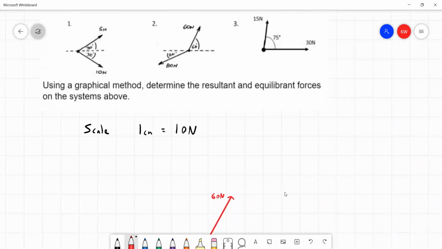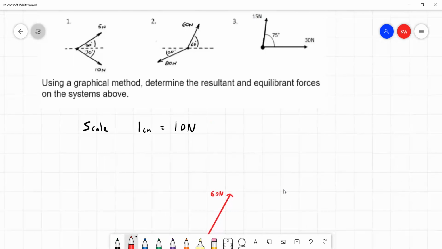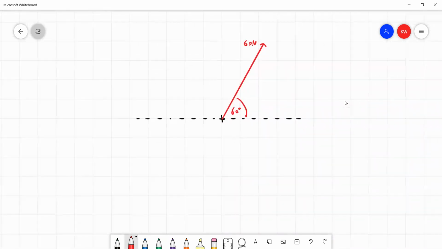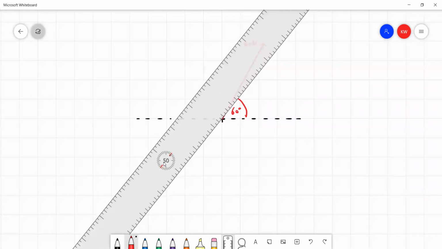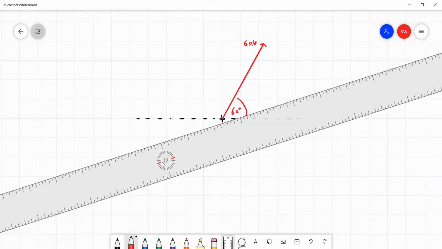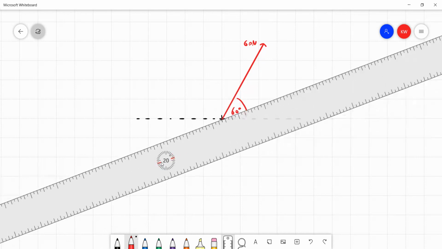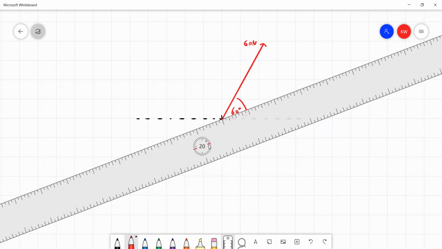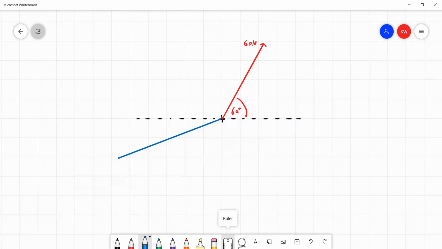Going back to our diagram, we see we've got another vector. This time it's 80 newtons, so it'll be 8 centimetres long, and it's acting down and to the right at 20 degrees. So again, we get the angle measured. This is 20 degrees down from the horizontal. We line up with our starting point, and we'll draw in a vector of 8 centimetres length to represent our other vector. So this is 80 newtons, and the angle is 20 degrees.